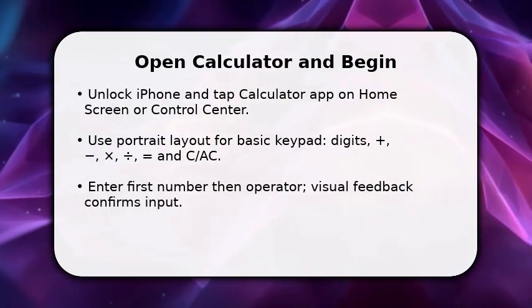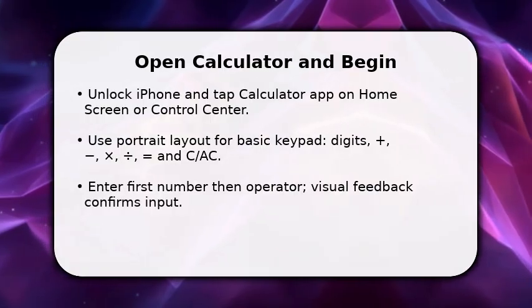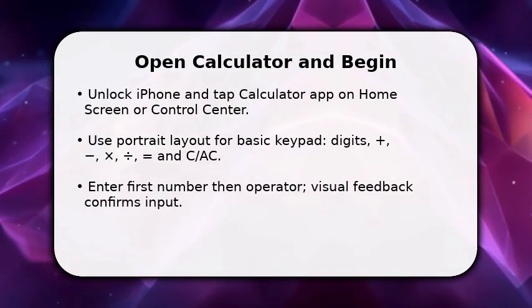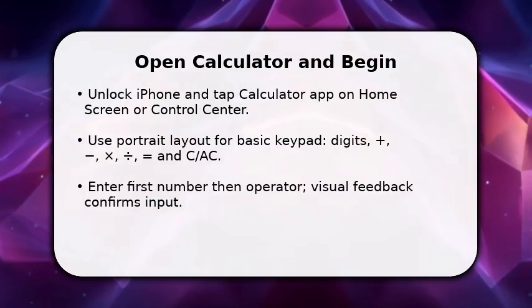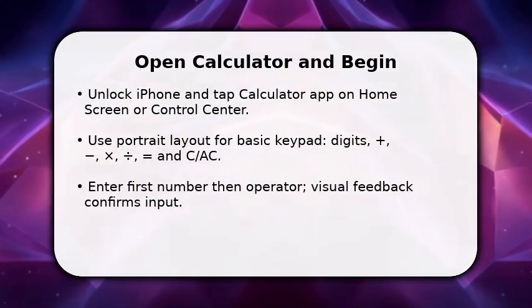Make sure to enter each digit deliberately because the app doesn't ask for confirmation. Finally, press the next number and then equals to see the result. This is the simplest, reliable way to compute.